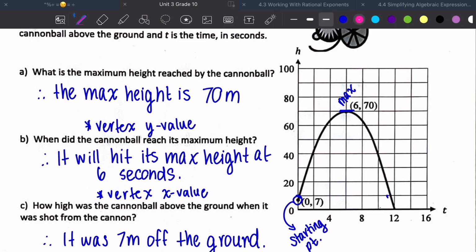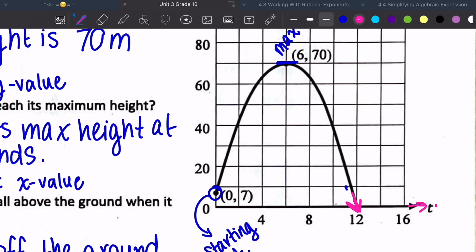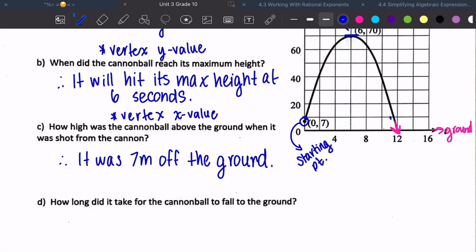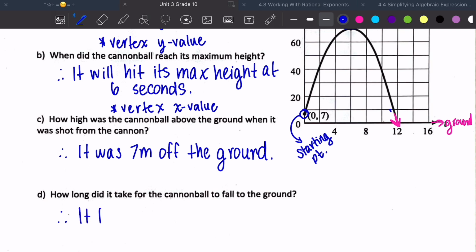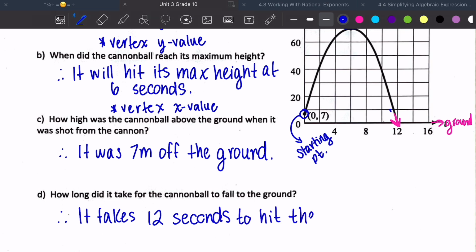After 12 seconds. This is when it hits the ground, right? You can think of your x-axis as the ground here in this scenario. So it takes 12 seconds to hit the ground. Anytime it's talking about hitting the ground, whether it's a ball, a cannon, somebody hitting water level, that is always talking about your x-intercepts, right?